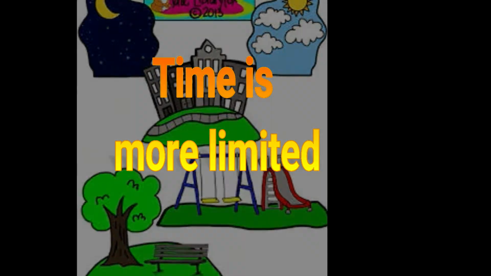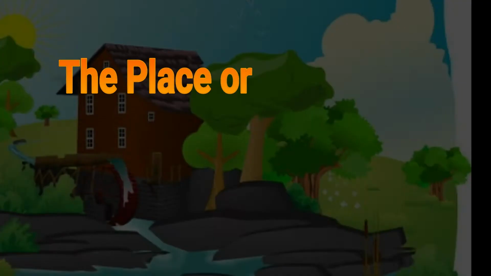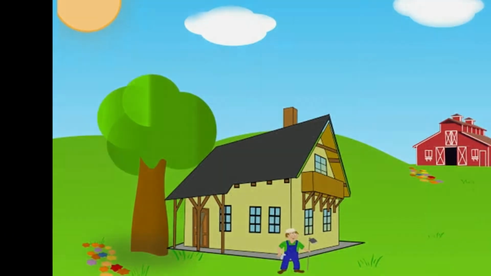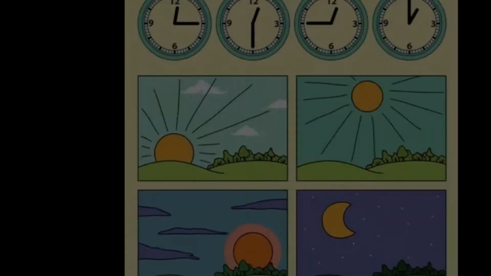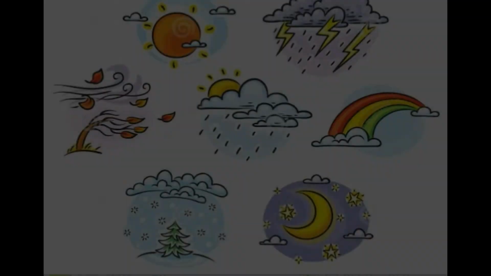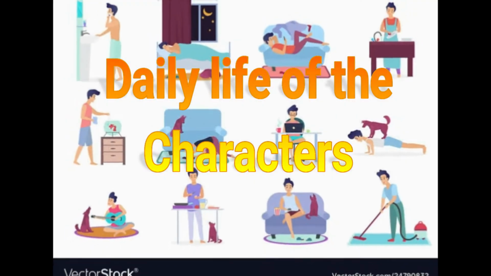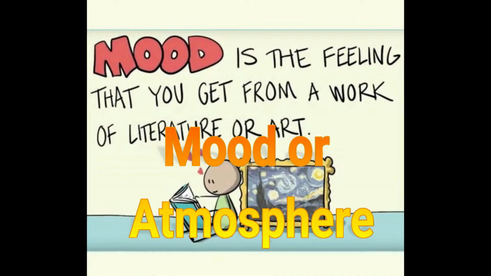The time is more limited. So to be able to answer the where and when questions, you need to consider the place or the geographical location of where the action of the story is taking place. Next, you should also consider the time, or the historical period, the time of the day or the year. And you should also consider the weather conditions, if it is rainy, sunny, stormy. And also, you should take a look at social conditions, or the daily life of the character, or their speech, mannerisms, customs. Lastly, you should also take a look at its mood or atmosphere.